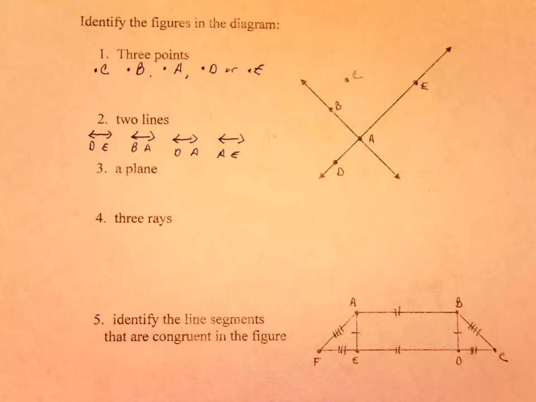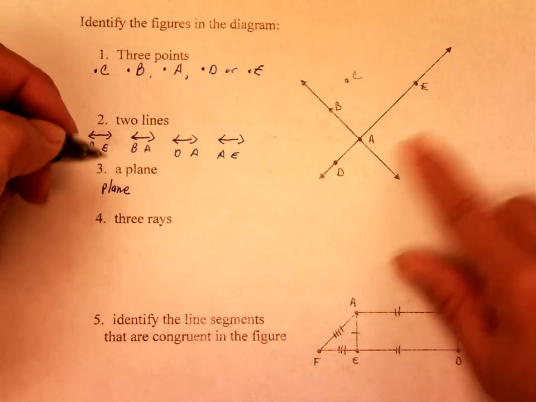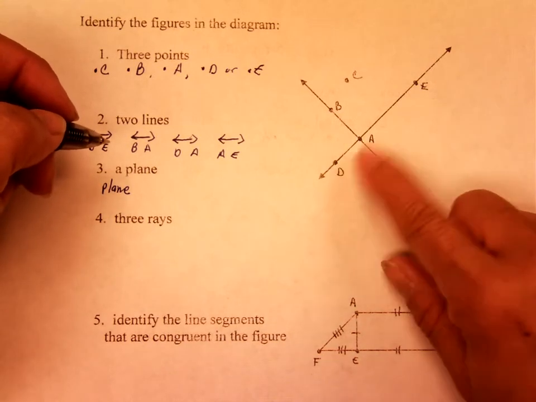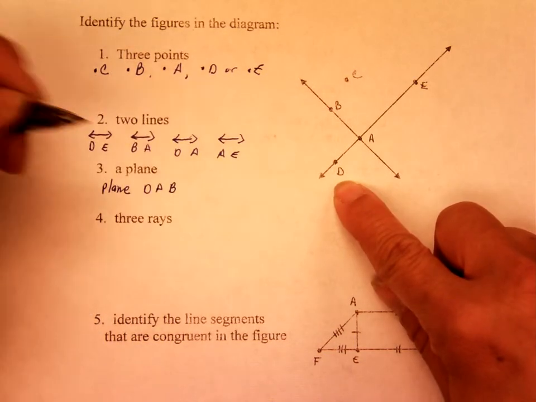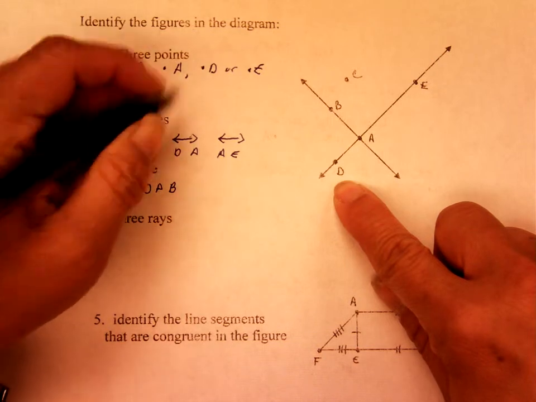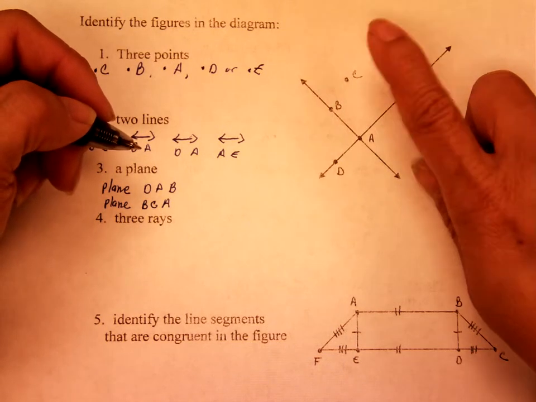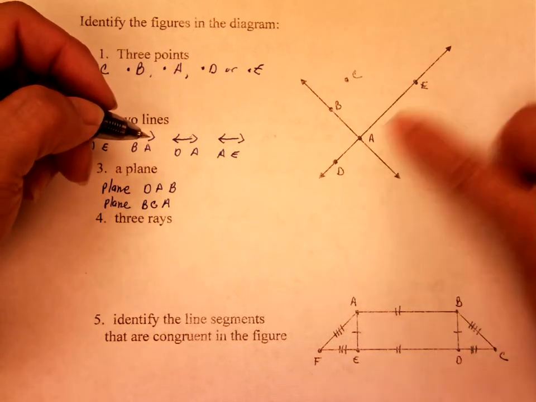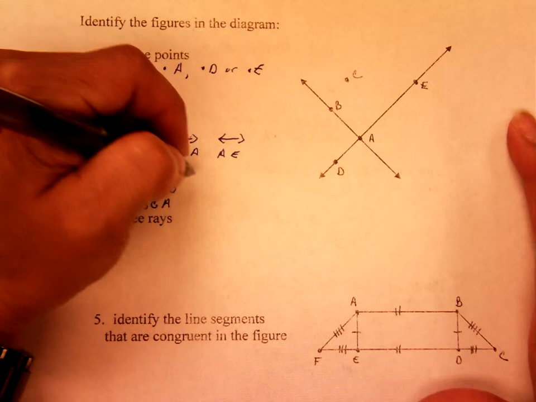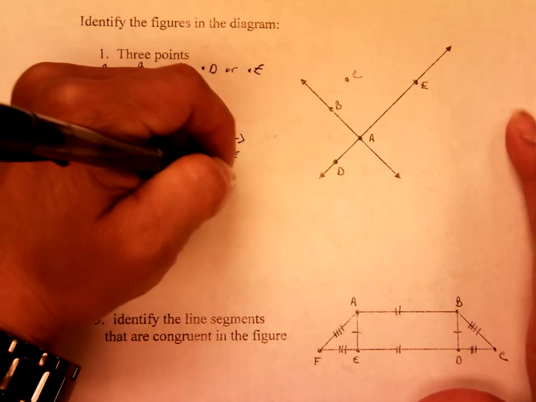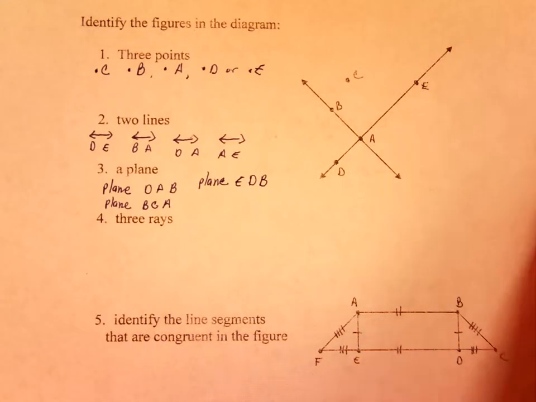All right, a plane is any 3 points, and you have to write plane and any 3 letters as long as they are not in a straight line. So you cannot pick DAE, but you can pick plane DAB, or you could have plane BCA. So you could use the C because it's not in the line. It can't be in a straight line. That is the only rule. But any other 3 you can have. You could have plane EAB, and there are plenty more.